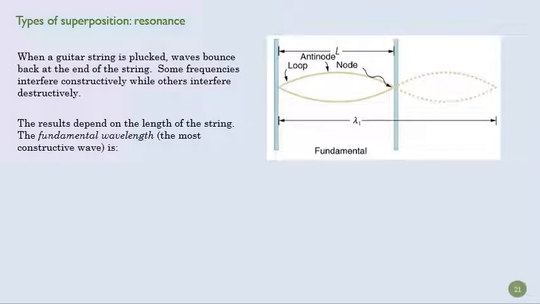From this, we can come up with the idea of a fundamental wavelength of a wave. And a fundamental wavelength is equal to 2 times the length of the string. Okay, so my wavelength looks like this, right? This is the length of the string. And so my fundamental wavelength is going to be the largest wavelength I can have where the nodes match up with the two ends of the string.